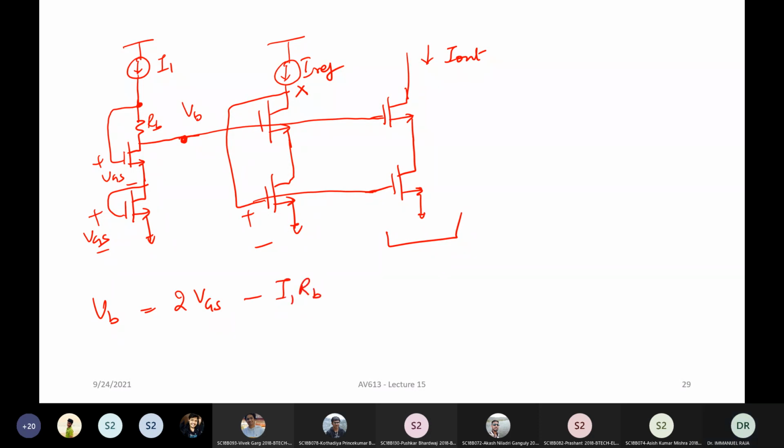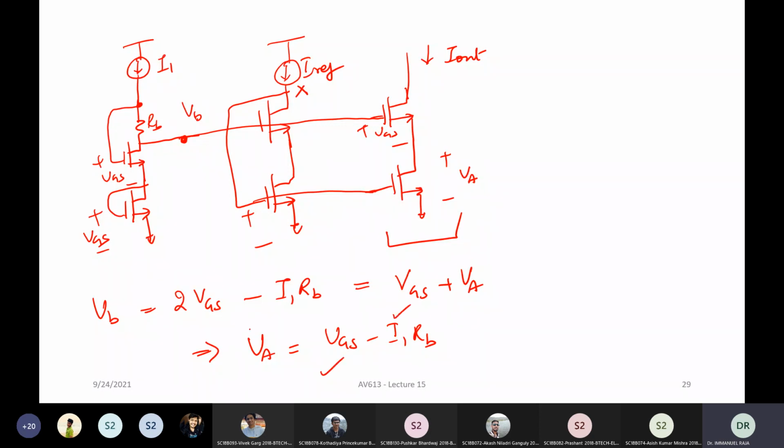Correct? Yes, sir. Now you set this in such a way that it is equal to 1 VGS and this VA that was asked for. So this should be set to VGS plus VA. Which basically means that VA is equal to VGS minus I1 times RB. So given the dimensions, you can find this one. This was given, this was also given. You just needed to find RB.